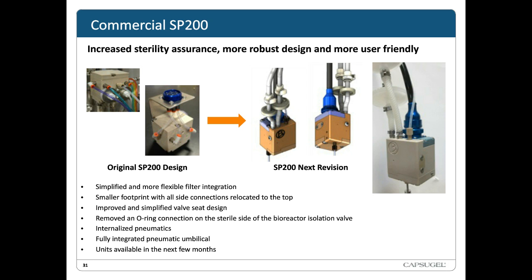We improved and simplified the valve seat design, making it even easier to clean behind the valve seat. And there was an O-ring that we got out of the sterile side of the bioreactor isolation valve, increasing the sterility assurance profile. And so you can see we internalized all the pneumatic tubes and integrated the pneumatic umbilical into it, making it much easier to connect in the field.